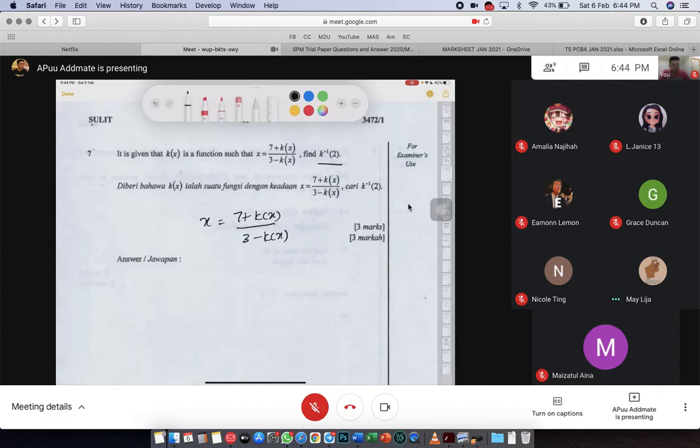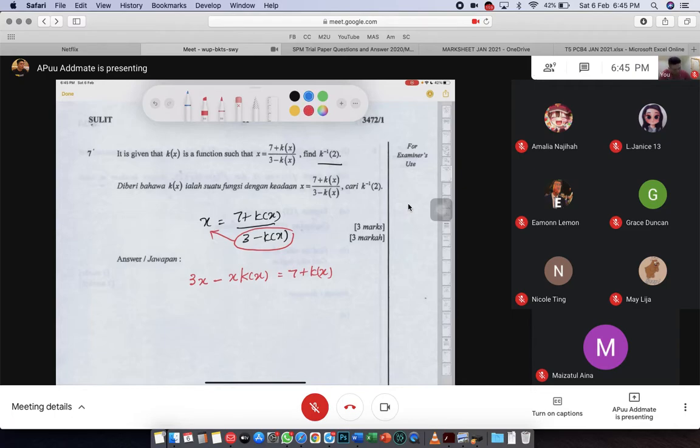And then what do we do now? You have to move 3 minus kx to the top. So what do you get here? 3x minus x times kx, that equals 7 plus kx. Alright. Now your job is to group up your kx with kx. Mei, do you have a question to ask, Mei? Oh, okay.